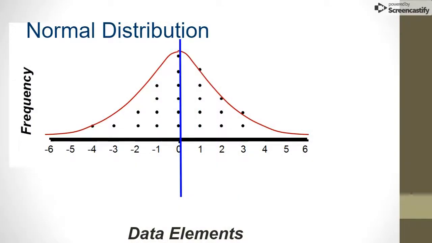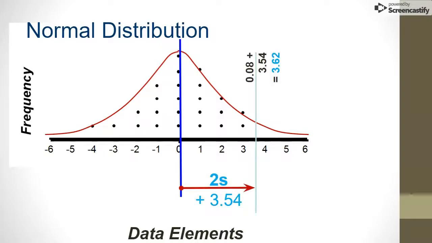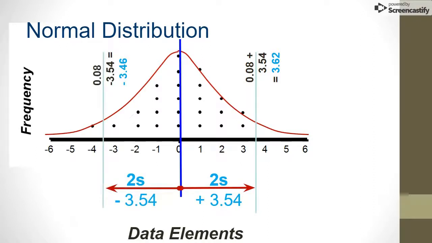And again, because the data is assumed to be normally distributed, we can estimate that 95% of the population data will fall within 2 standard deviations of the mean. So when we double the standard deviation to 3.54 and then add and subtract that number from the mean, we find the upper and lower limits of the range that includes 95% of our data. The range is wider, but it accounts for a larger percent of possible outcomes. So approximately 95% of the data will fall between negative 3.46 and 3.62.